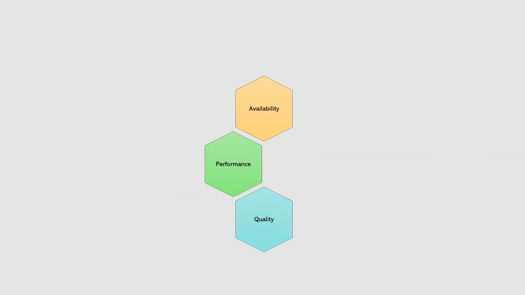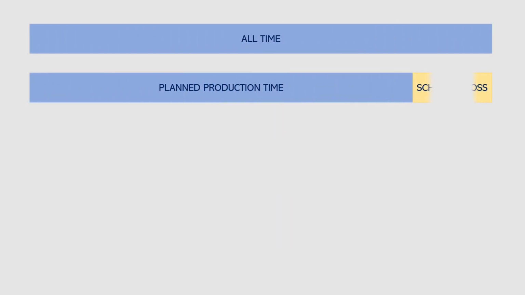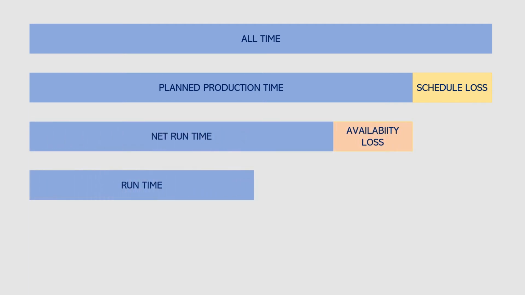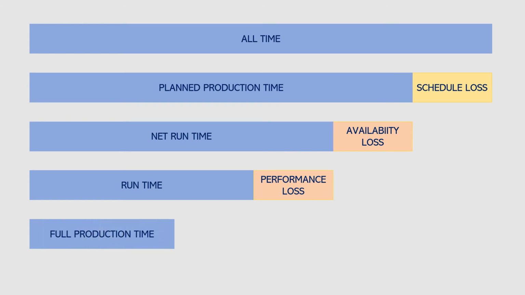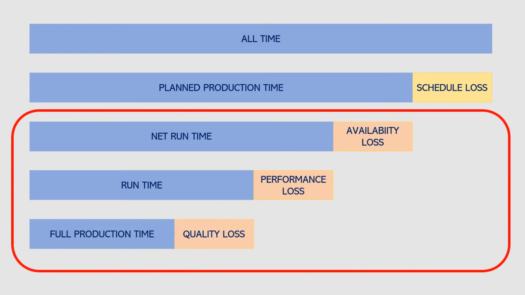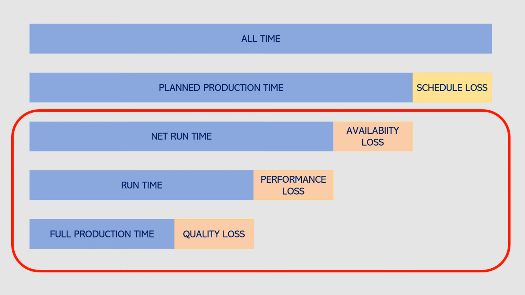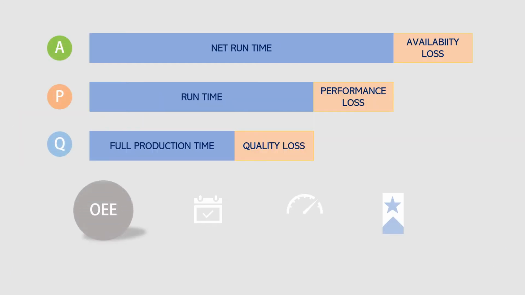These OEE components can be detailed into subcategories. There are all time, planned production time, schedule loss, net run time, availability loss, run time, performance loss, full production time, and quality loss. The calculation of OEE is taken from here. OEE is a product of availability, performance, and yield.